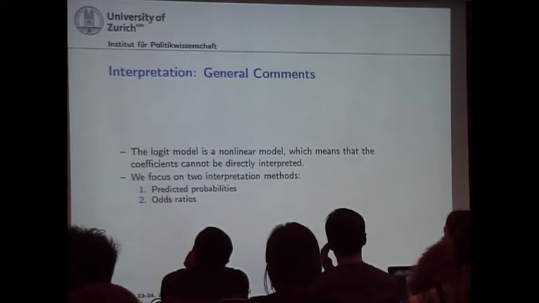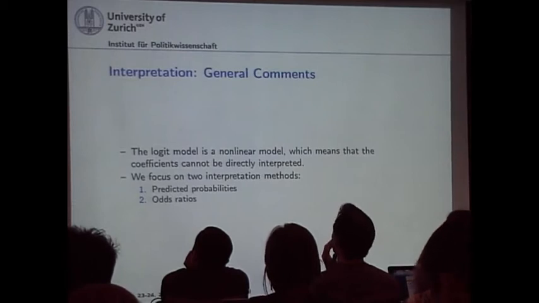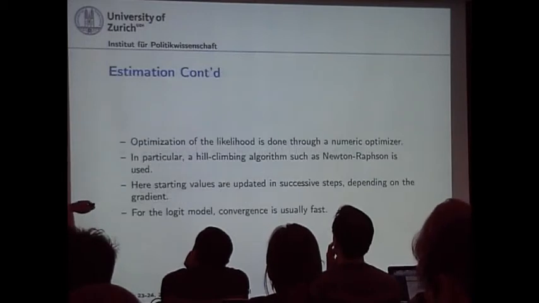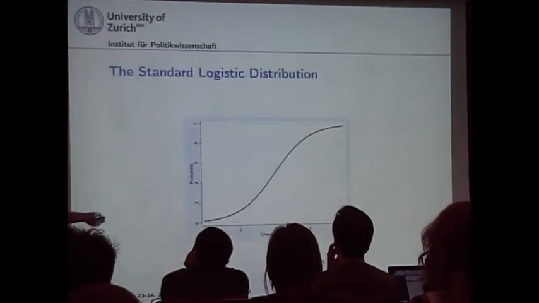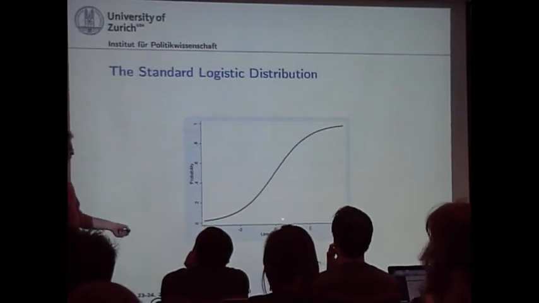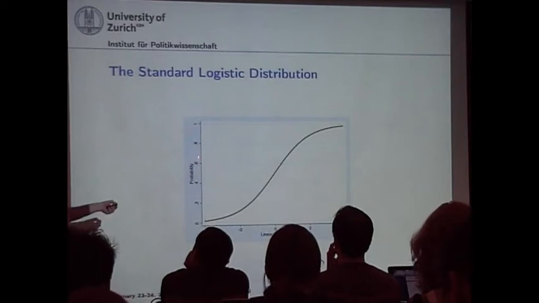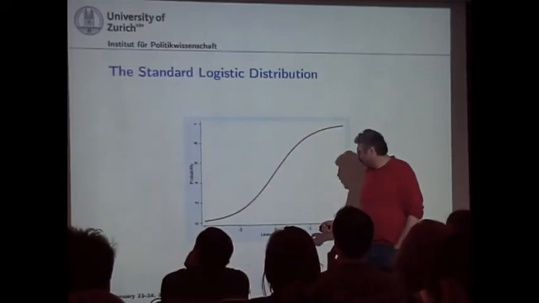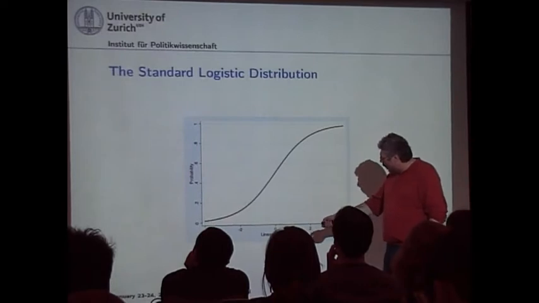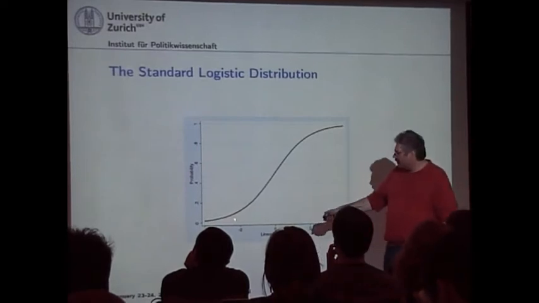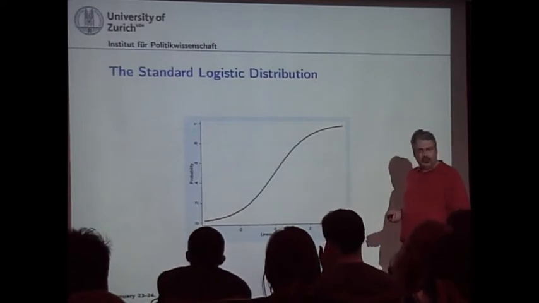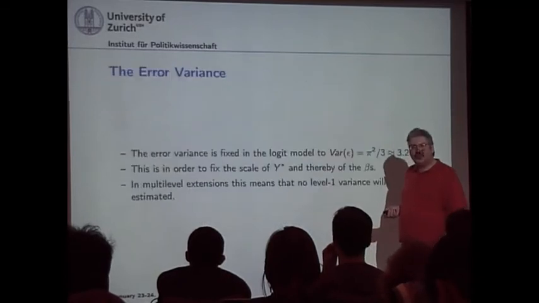Now we have to interpret the results. And this is not so easy as it is with linear models because of this feature. This linear predictor stands in a nonlinear relationship to the probability. Depending on where you look on the horizontal axis, the effect may be different. So we need to come up with some tricks to perform the interpretation.